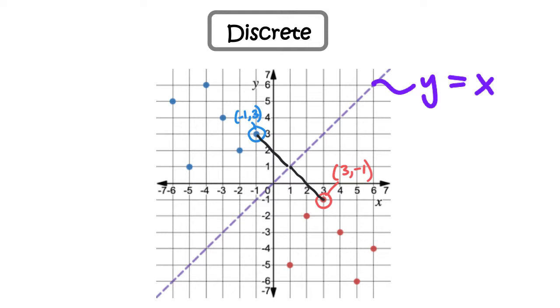Let's pick another point. Let's pick this point here. What are the coordinates of that point? Well, it looks like it has the coordinates -6 and +5. Okay, what do I get if I switch them? If I switch -6 and 5, I get 5, -6. So 5, -6 is this point over here.